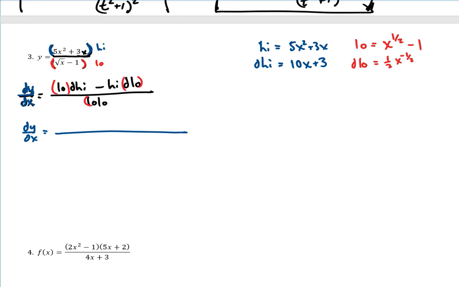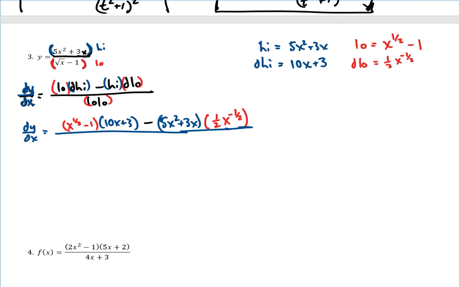Okay, so we have our setup, and then now we can start to plug everything in. So the low and the d low, I'm just putting those in red, and then our derivative of the highs and our highs we'll keep in blue. Okay, so I have my reference over here to start plugging everything in. So my low, I'm going to use the half power, so x to the 1/2 minus 1 times the derivative of the high, which is 10x plus 3. And then we have minus our high portion, just the 5x squared plus 3x, times the derivative of the low, which is that 1/2 x to the negative 1/2.